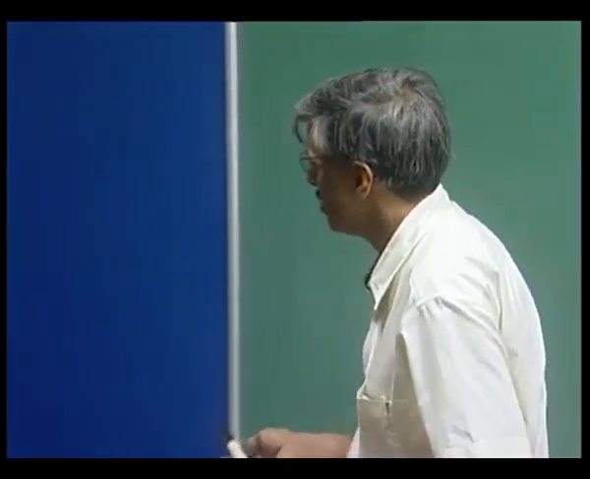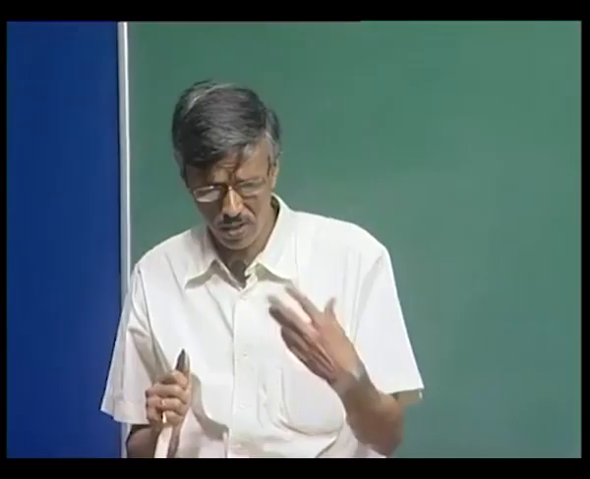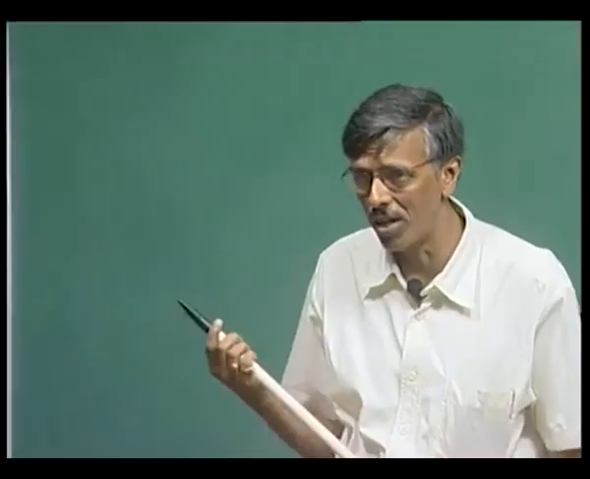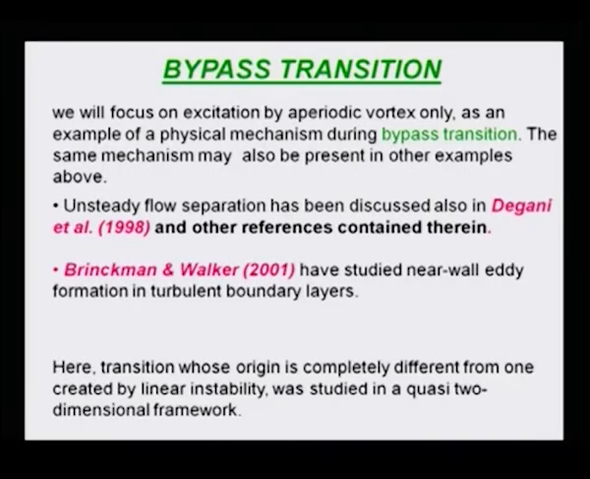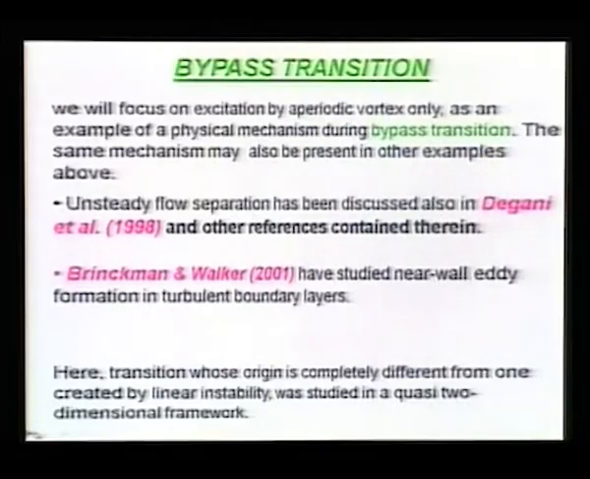Okay, so we started discussing bypass transition. What we have studied so far was wall excitation and free stream excitation with a periodic vortex train. Today we are going to look at another aspect where we excite a shear layer by an aperiodic vortex. Well, it means just a single vortex. And how does it trigger transition to turbulence without creating Tollmien-Schlichting waves? That's what we call bypass transition. So we want to do that.